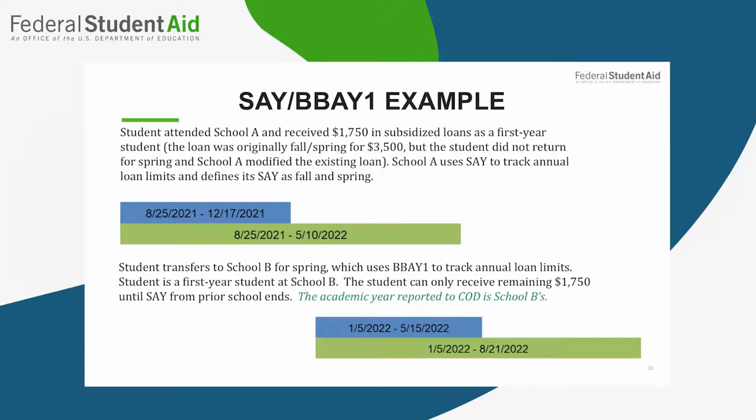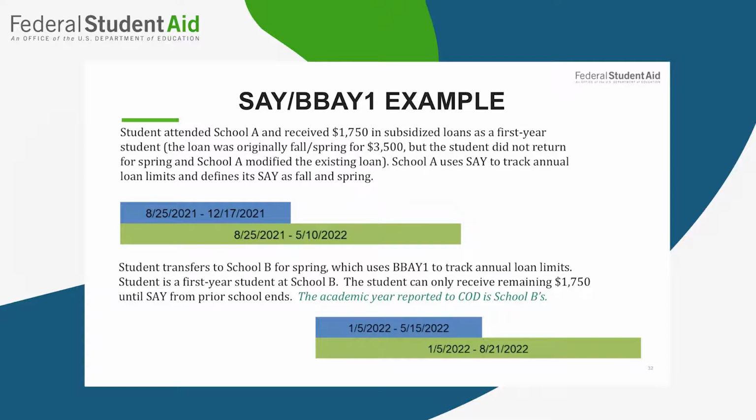How much loan money did the student borrow at school A? That's going to tell us how much loan money the student can borrow at our school. And we're going to have to determine when the academic year at school A ends. And that means that's going to tell us when the student can borrow another annual limit.